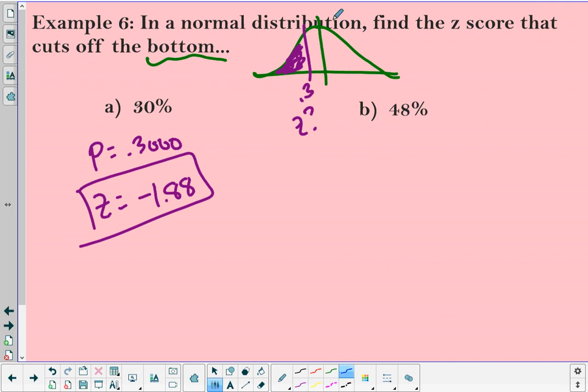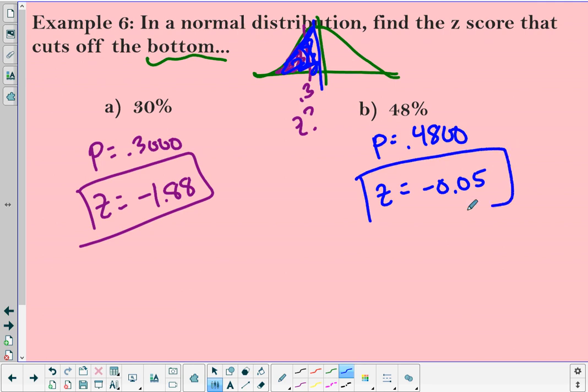Bottom 48%. Bottom 48 is really close to that midline, but not quite. Still on the negative side, but very close to 0. So my P is 0.4800, which means my Z is negative 0.05 when I match it into the table. Now again, for every single one of these, I'm looking in the body of the table for 0.3000. You may not find 0.3000. You may have to look at the one that is closest to it to get that Z-score.